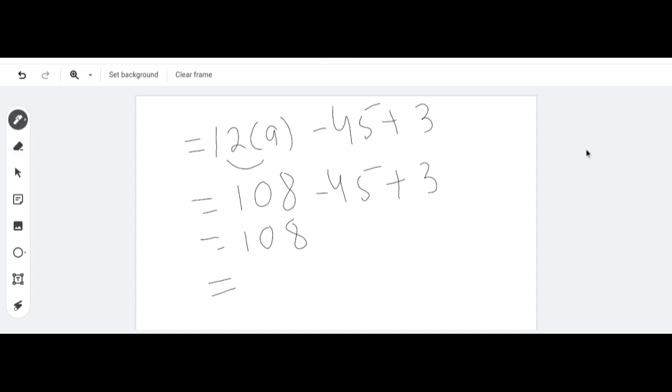So minus 45, I have to solve the subtraction first. When I subtract 45 from 108, the answer is 63, and 63 plus 3 becomes 66. Okay, this is the answer. Understood? Yes. Now I will do this for the second part.